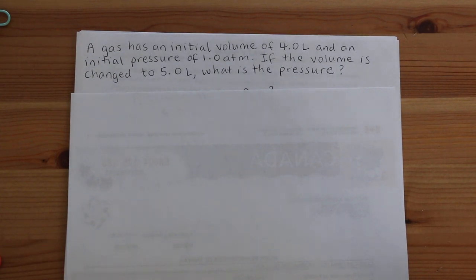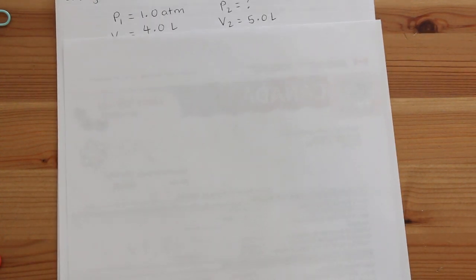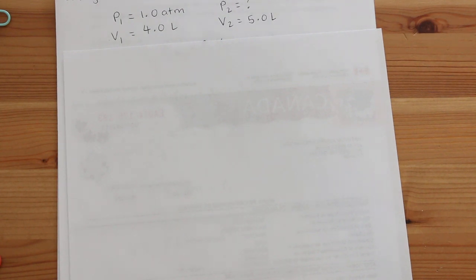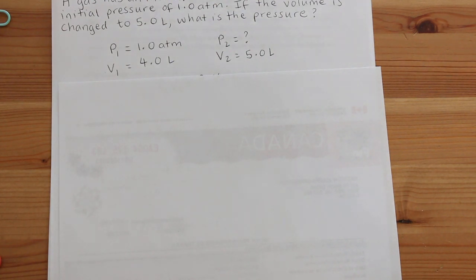The first thing you need to do is identify your 4 variables, P1, V1, P2, and V2. That's the first step. You write down P1, V1, P2, V2, and then you fill in the numbers. The initial pressure is 1.0 atmosphere, so you write that down. The initial volume is 4.0 liters. We want to find the final pressure, or P2, so I put a question mark. And then we know that the final volume is 5.0 liters.